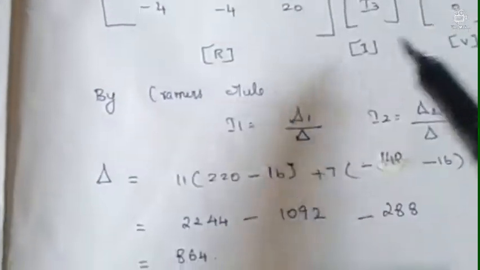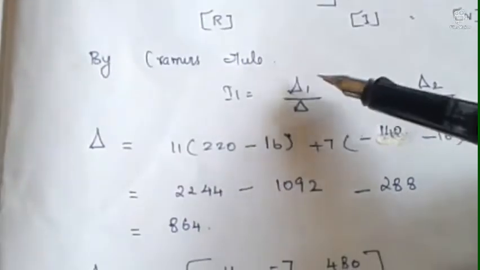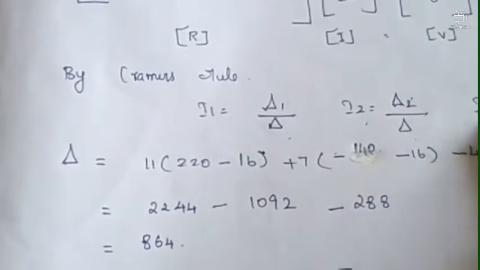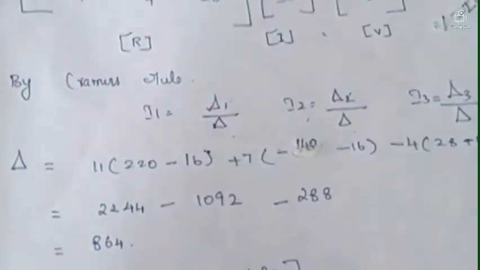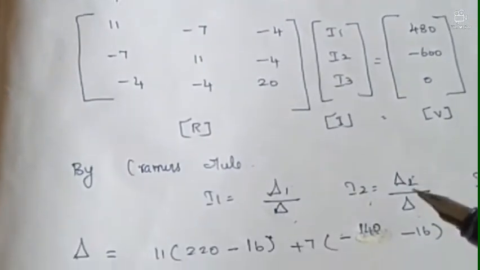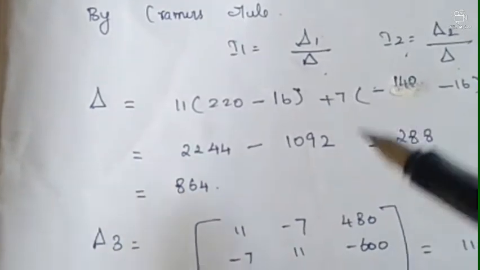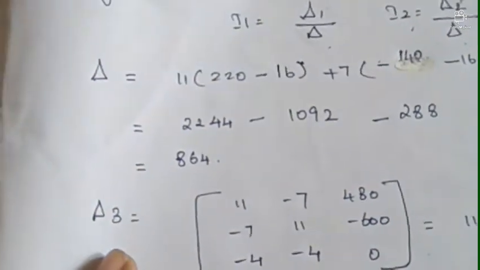Okay, and then by applying Cramer's rule, you can solve this matrix. According to Cramer's rule, to find current I1, we have to find del 1 divided by del, and for I2, del 2 divided by del, I3, del 3 divided by del. So here for our question, we need only to find the current I3, because they have asked you to find what is the current in the 12 ohm resistor. The 12 ohm resistor is in the third loop. So we have to find del 3 and del, so that we can get the current.